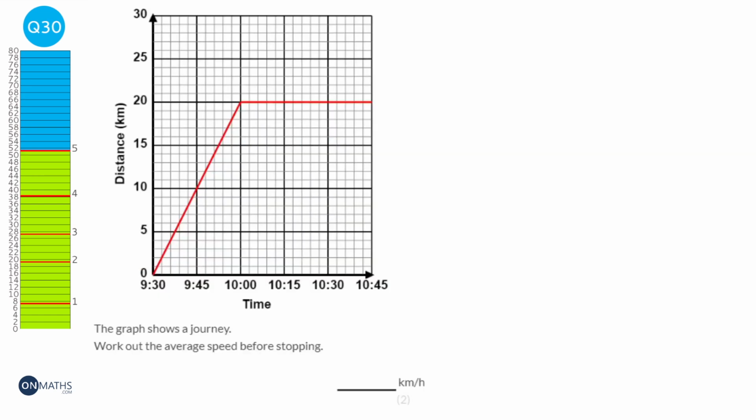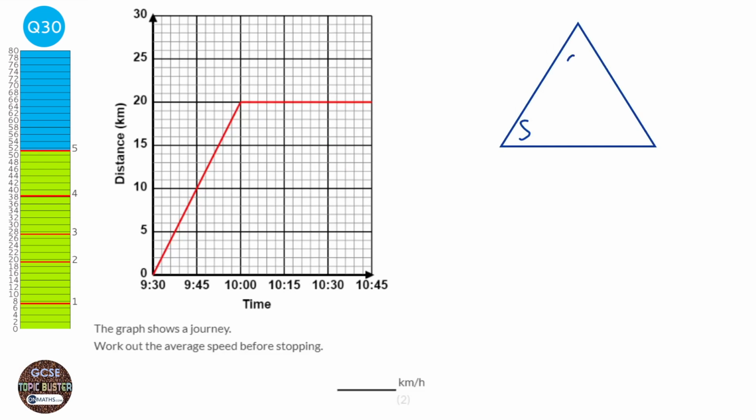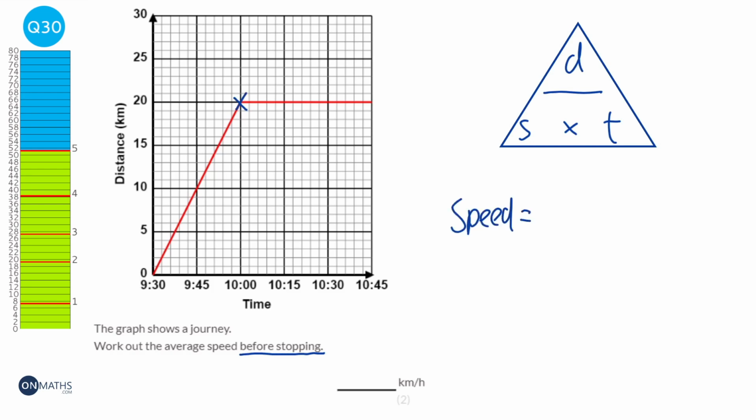So for us to work out the average speed, we've got to first of all remember the triangle. So average speed is total distance over total time. And we're told to find the average speed before stopping. So stopping is shown with a horizontal line on a distance time graph, so it's up to this point here. So the average speed will be the total distance, which would be 20, over the total time.